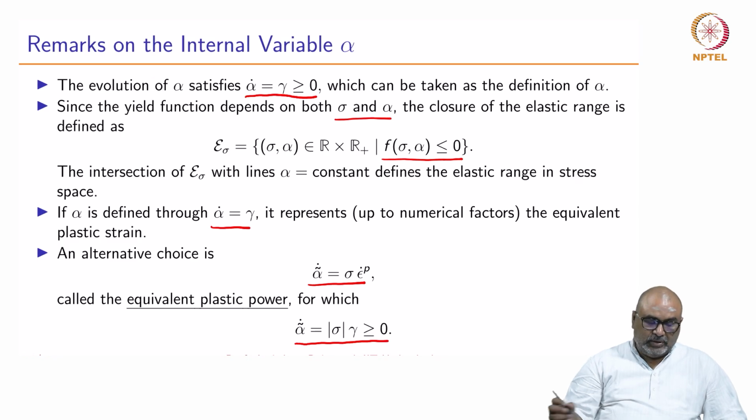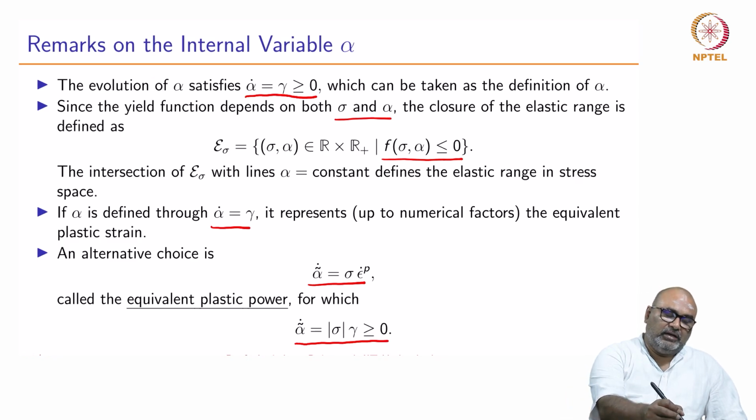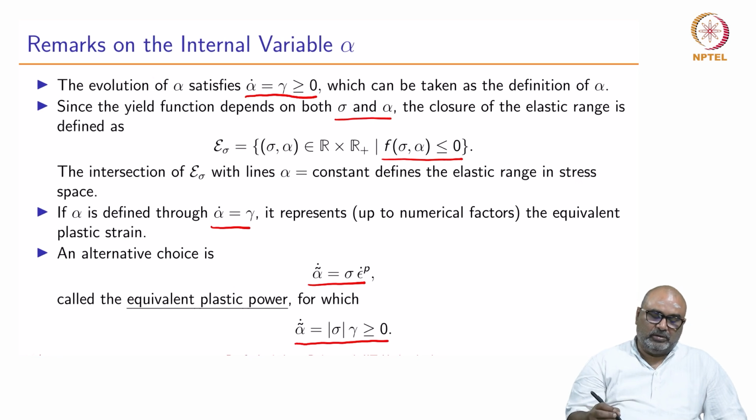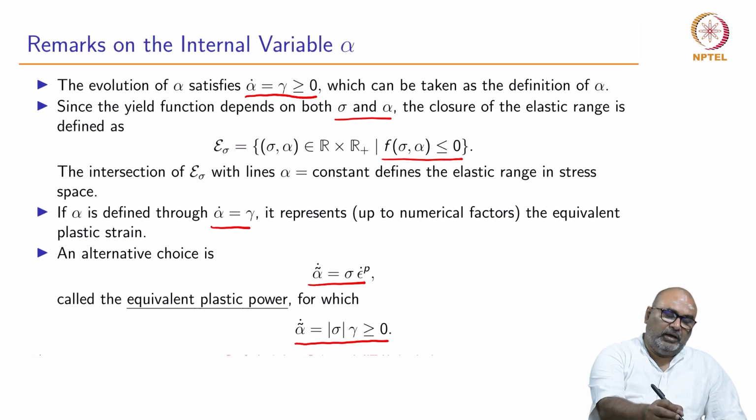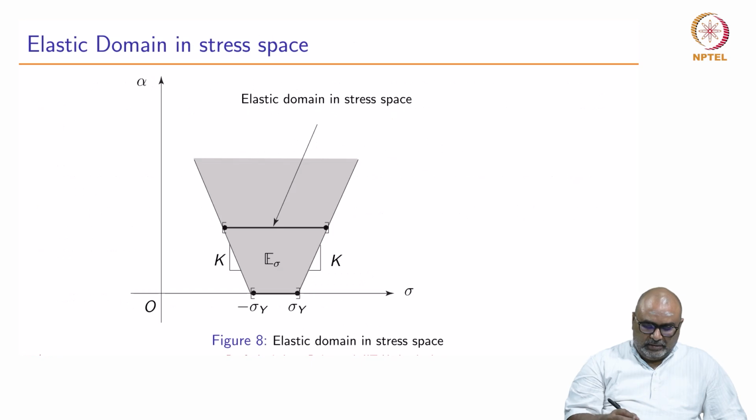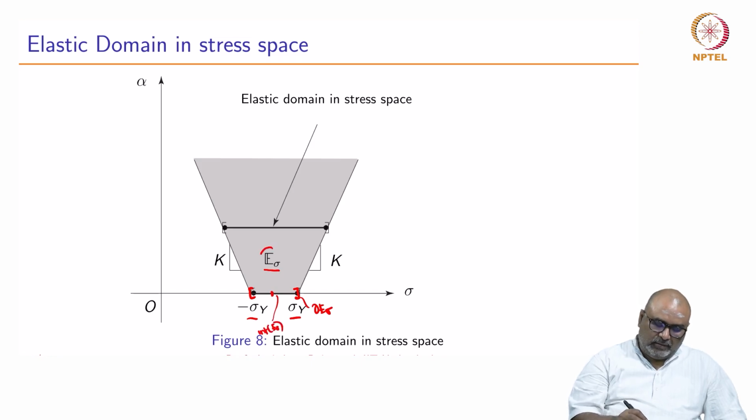So, one can have a work hardening or a strain hardening type of description for this internal hardening variable alpha. Essentially, the initial yield surface, in one dimension, is given by minus sigma y and plus sigma y, which defines an elastic range including the boundaries, denoted by ∂E of sigma, and the part inside is the interior of E of sigma. The union of these two defines E of sigma.